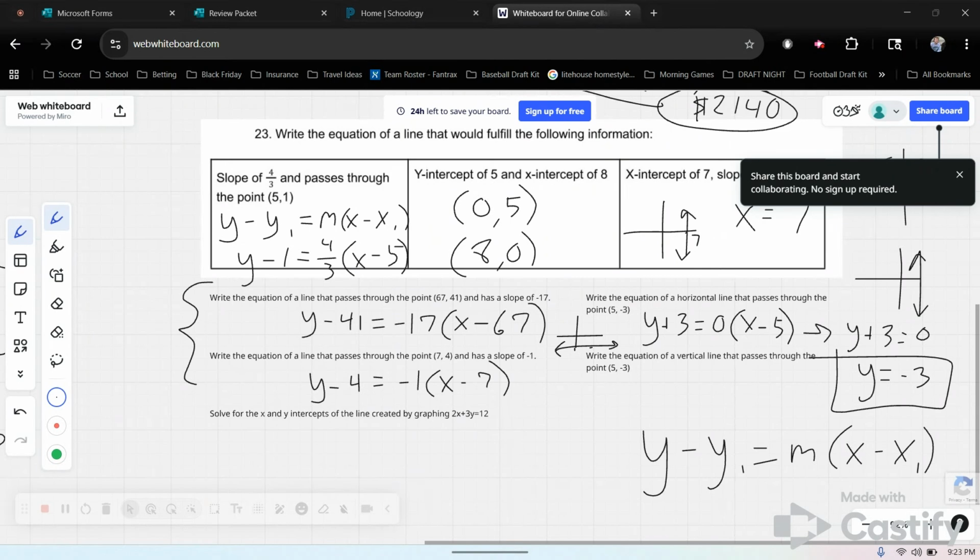So y equals -3. Similarly, a vertical line passing through 5, -3, excuse me, is going to have an x-intercept of 5, and it's a vertical line, so it's an x equals equation, and it's x equals 5.